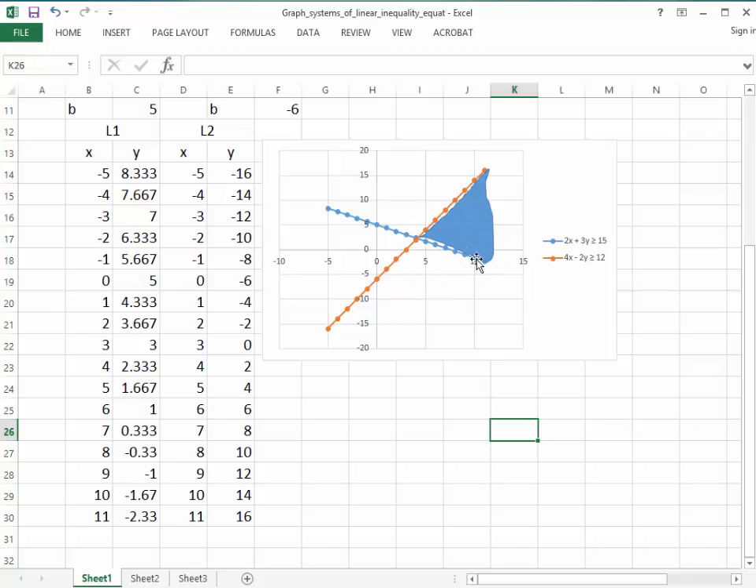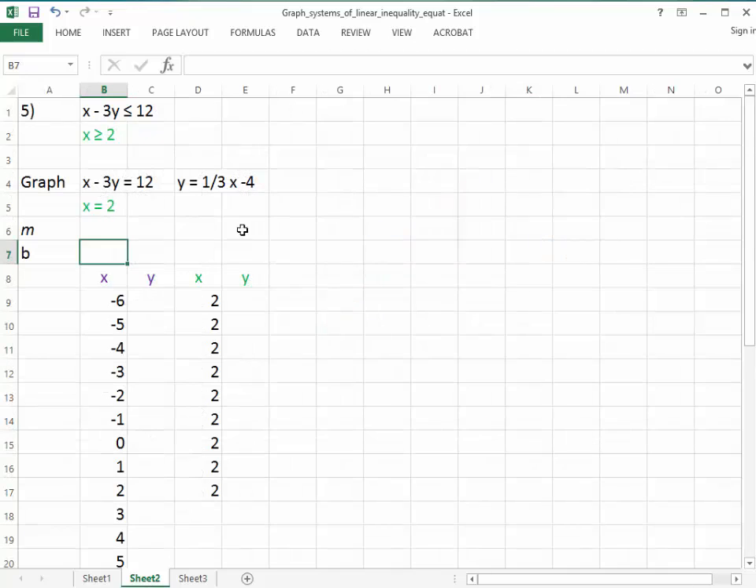And we can pick a point that's over here. Let's say we take the point when x is 6 and y is 2. 2 times 6 is 12, plus 3 times 2 is 6. 12 plus 6 is 18. That's greater than 15. It also works for 4x minus 2y, and we've satisfied that condition. Let's quickly go to sheet 2.